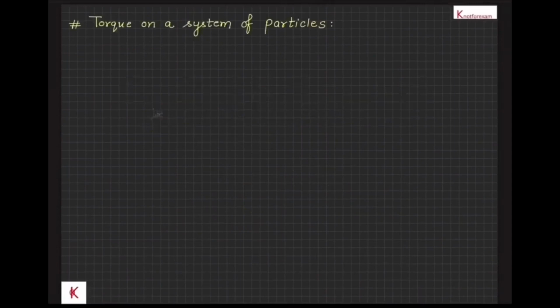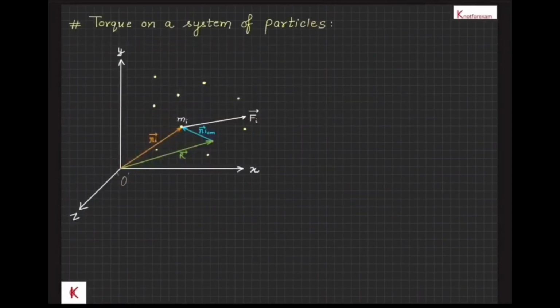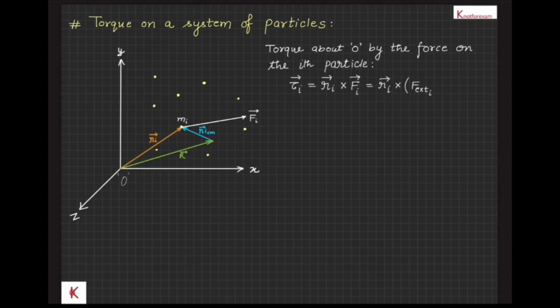For the given system of particles, let the general ith particle have mass Mi, and position vector with respect to origin O be Ri vector. The position vector of center of mass with respect to origin is R vector, and with respect to center of mass, the position vector of the ith particle is RiCm vector. Now the torque about point O by the force Fi vector on the ith particle is Ri vector cross Fi vector, that is Ri vector cross F external i vector plus F internal i vector, where F external i vector and F internal i vector are the external and internal force on the particle.